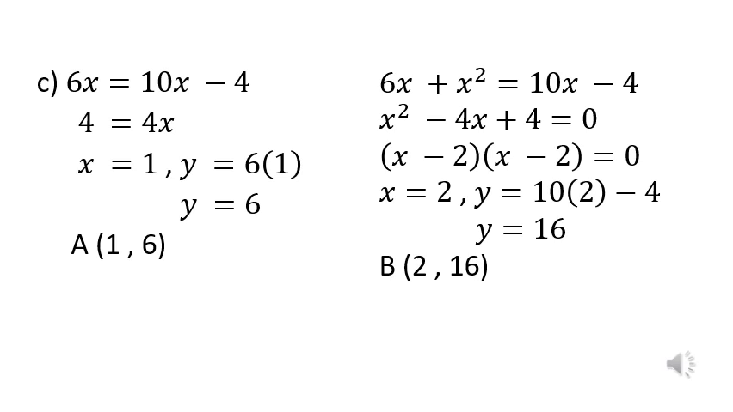Then the question also said the tangent intersects the curve, and we need to find the area. So we need to find another coordinate. So our group let the curve 6x plus x squared equal to one of the tangents, 10x minus 4. Then we can get x equals 2 and y equals 16.